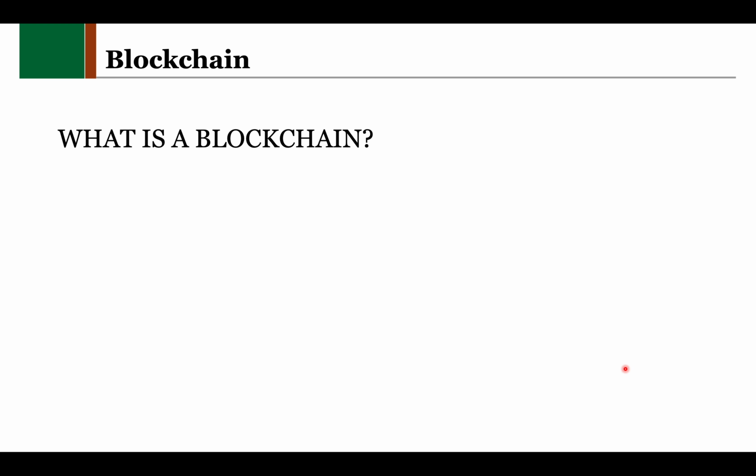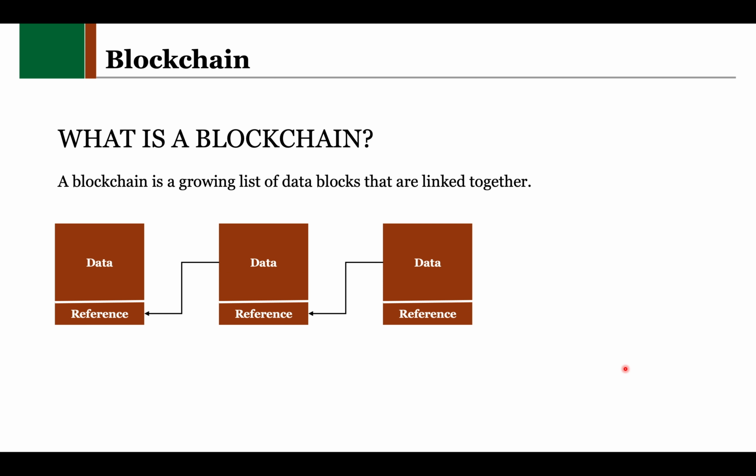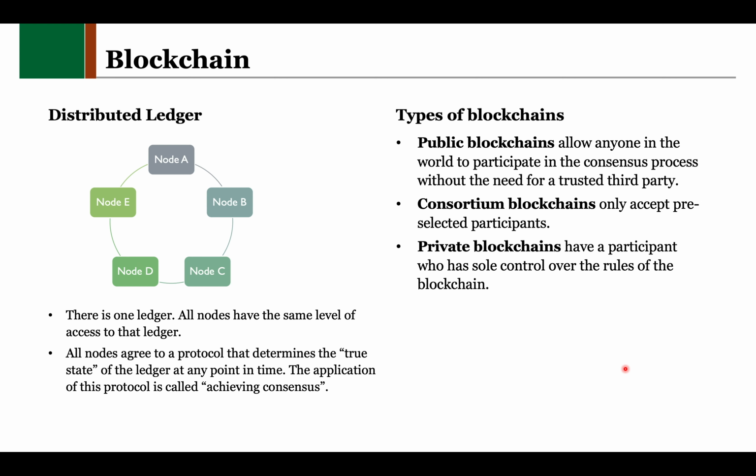Well, what is a blockchain? A blockchain is a data structure which consists of a continuously growing list of data blocks. The data blocks are linked together such that old blocks can't be removed or altered.